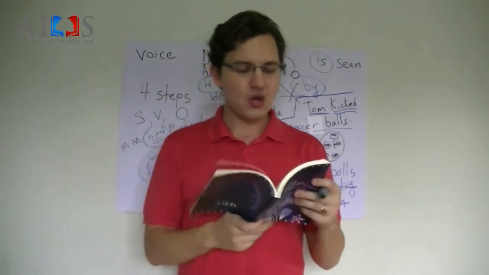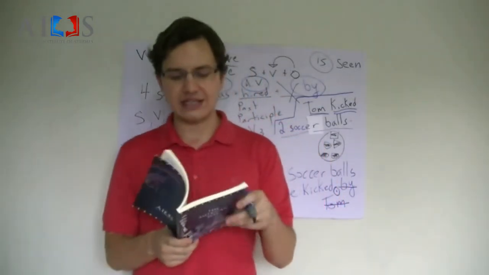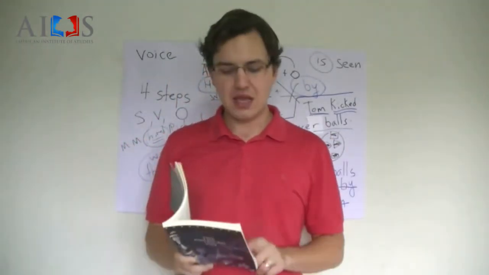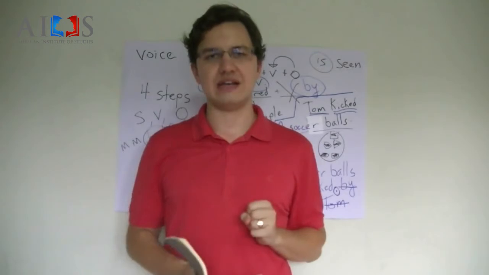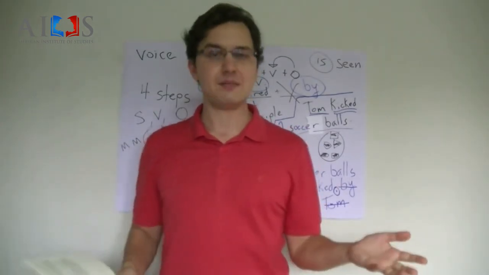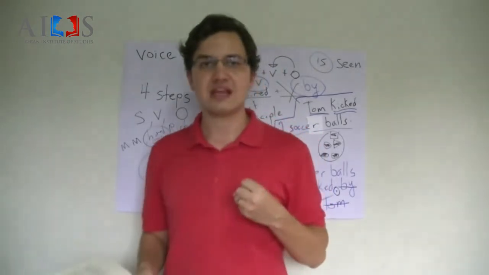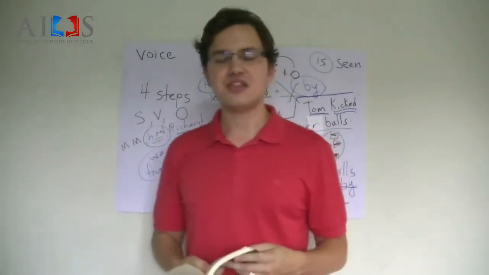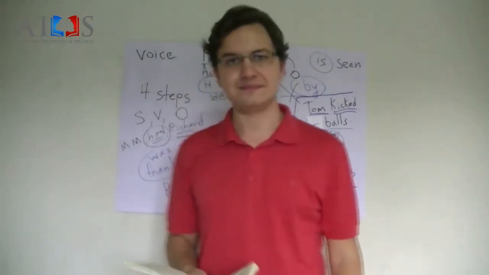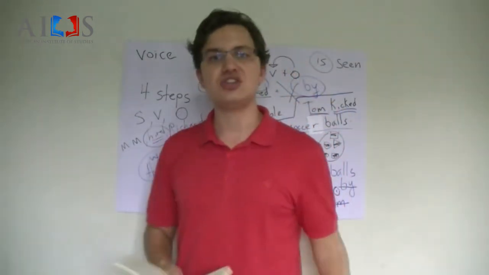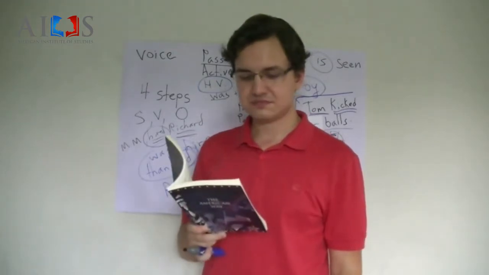Example 2, when it is not known who or what does an action. Maybe you don't know. My purse was stolen. Really? By whom? Well, I don't know. They took it and I didn't see them. The purse was stolen. So if you don't know the subject, it's easy to use the passive voice.